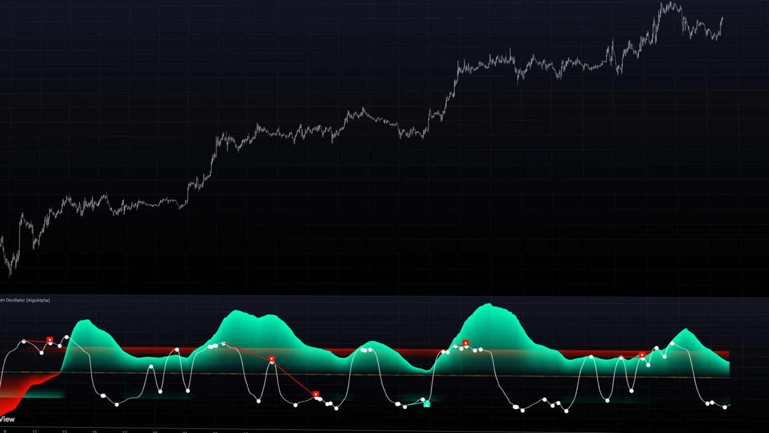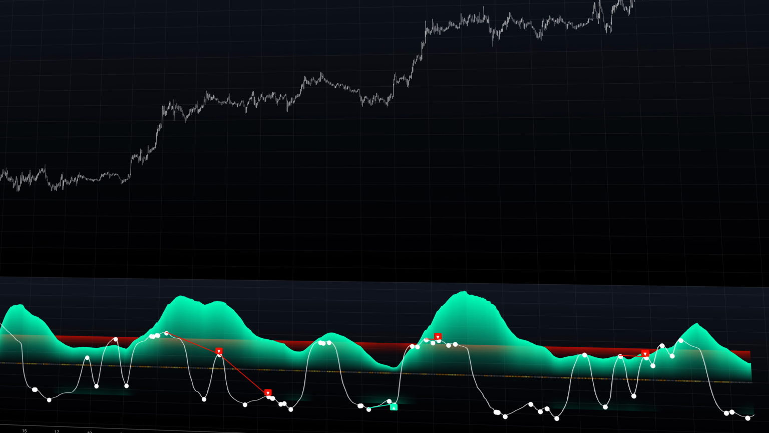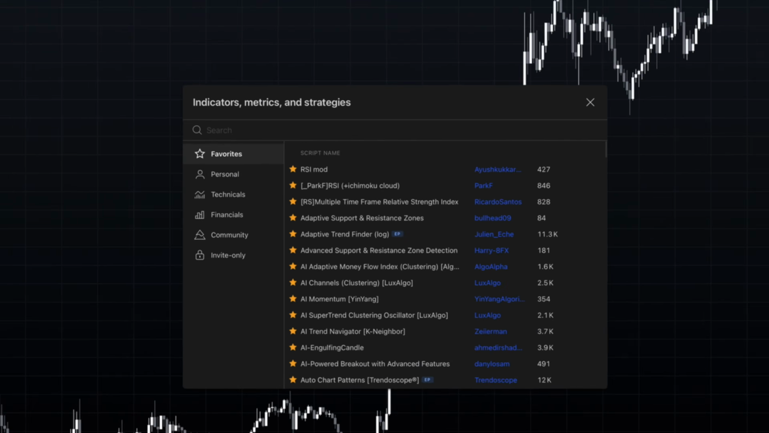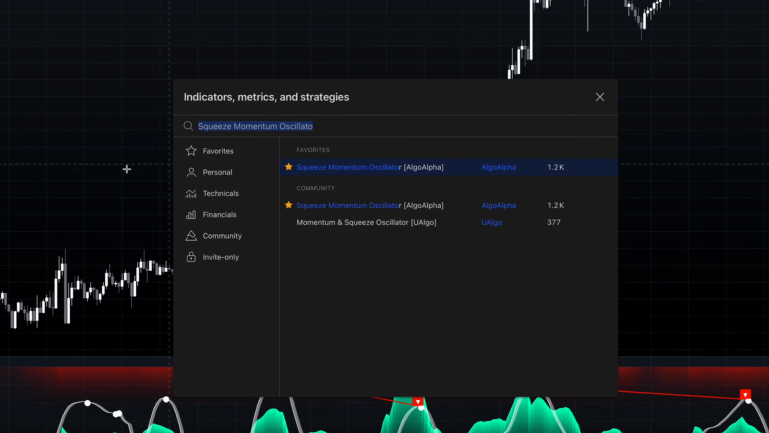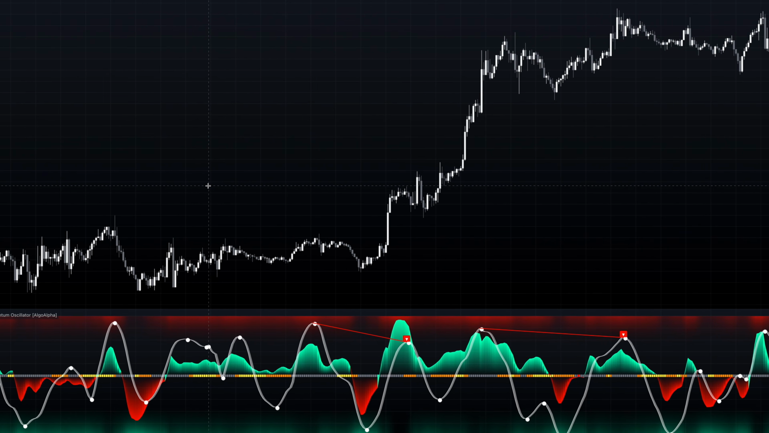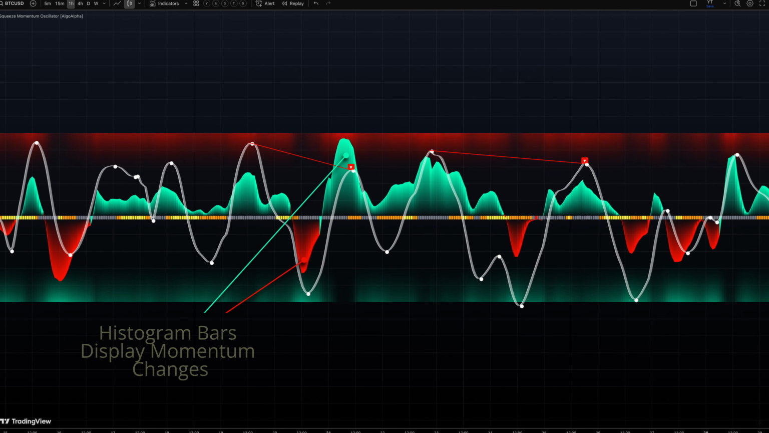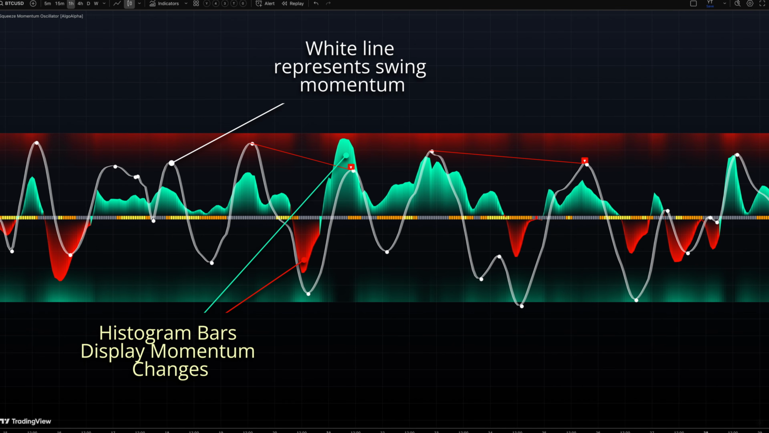But first, let's refresh our memory on what the Squeeze Momentum Oscillator is about. The Squeeze Momentum Oscillator by Algo Alpha combines squeeze detection with momentum analysis to identify potential market moves following periods of compressed volatility. The oscillator displays momentum through color-coded histogram bars, alongside a white line representing swing momentum, while simultaneously monitoring market squeezes through calculations of ATR and high-low differences.